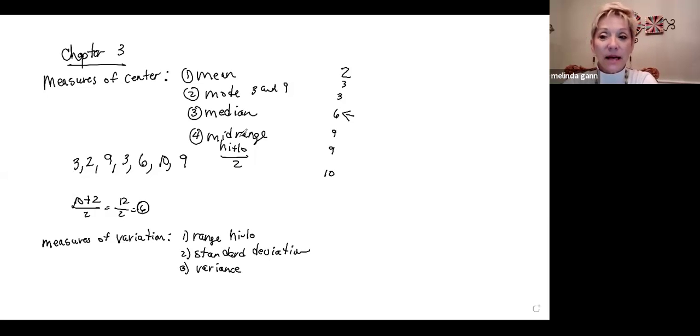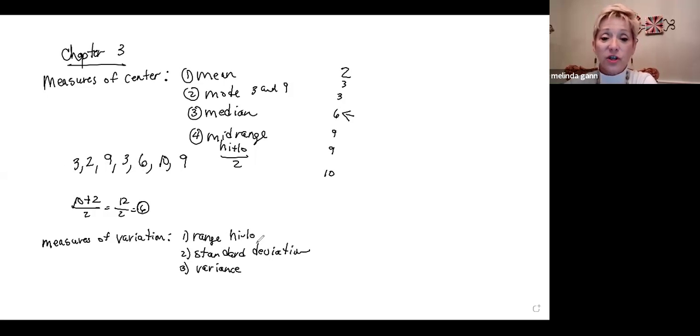So when I think mid-range, I think mid. How do you get a midpoint? You add 2 numbers and divide by 2. Standard deviation: your calculator will do the standard deviation of a list of numbers, but you've got to know where to go and what to type in. And then variance is just your standard deviation squared.